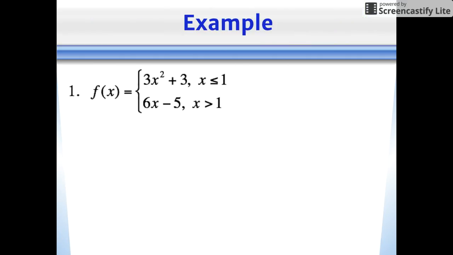So my first example is f of x. Here's this piecewise function. Part of it is a quadratic, part of it is a line.